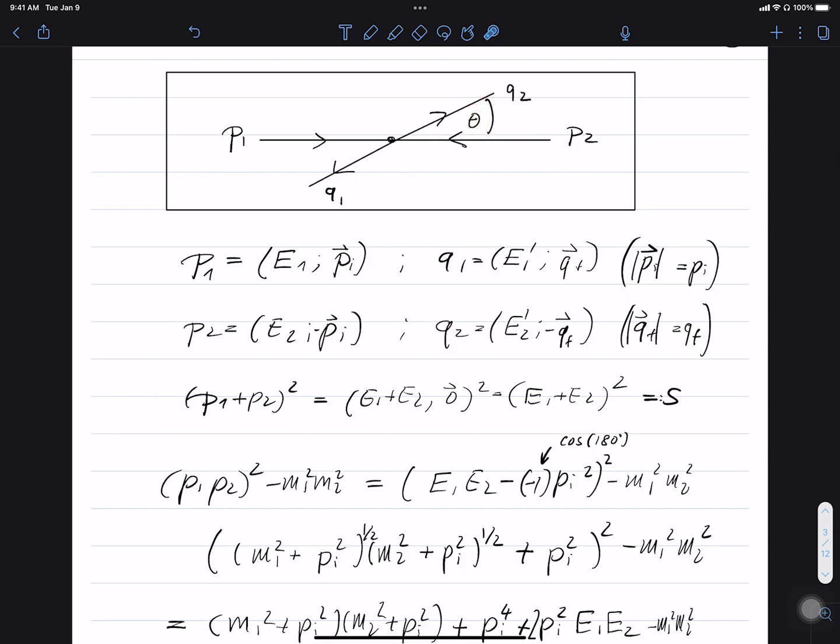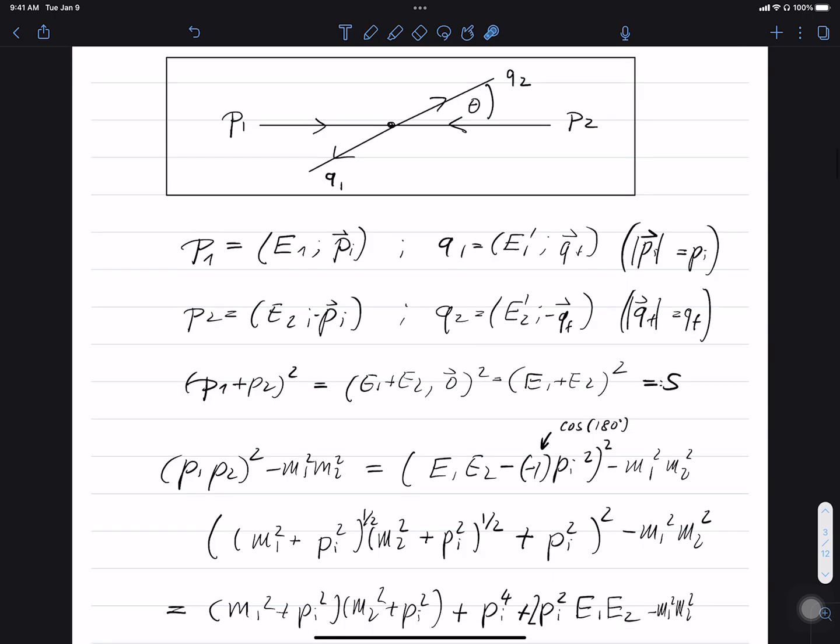So let's write in components how the momenta look. P1 is E1 and P initial, and P2 is E2 and minus P initial, because they have to sum up to 0 as we are in the center of mass frame. So Q1 and Q2 also have momenta that have to sum up to 0. We call them Q final and minus Q final, and they have the corresponding energies. Now we don't want to write this clunky notation for the absolute value, so we write Pi for the absolute value of the initial free momentum, and Qf as the absolute value of the final free momentum.